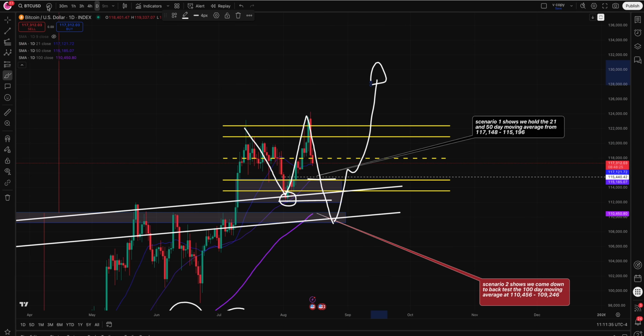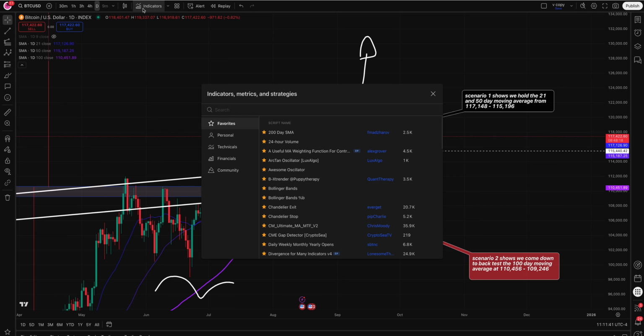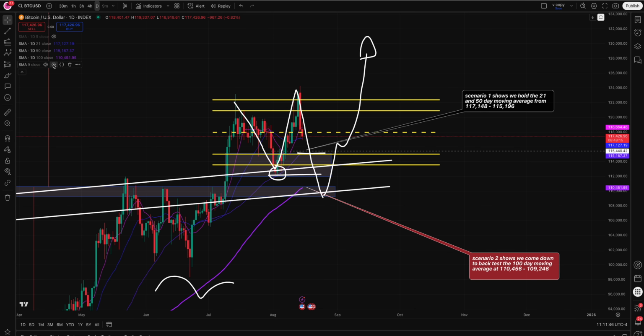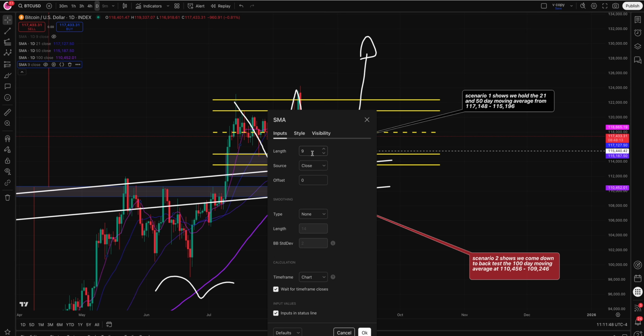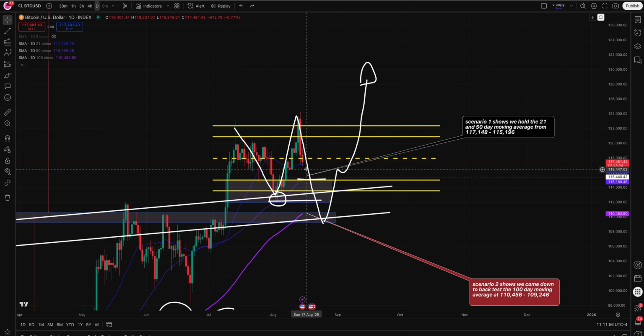So you'd mainly want to be looking at the 21 and 50-day moving average on your chart. Just go to the indicator section on TradingView, type in SMA, add it onto your chart, go into the SMA settings, and put the length as 21, 50, and 100 day, and then time frame should be daily. Okay, so right now we're just on the 21-day moving average.